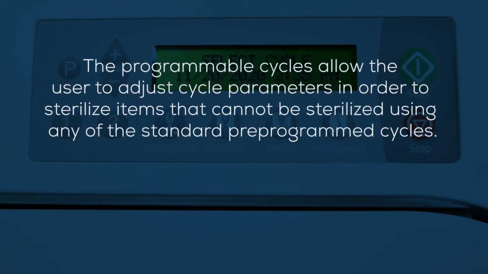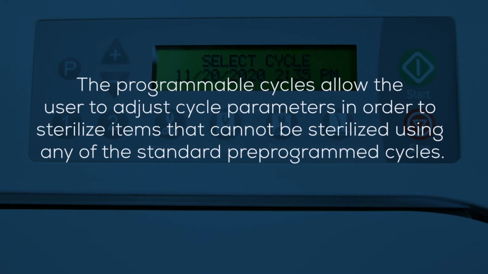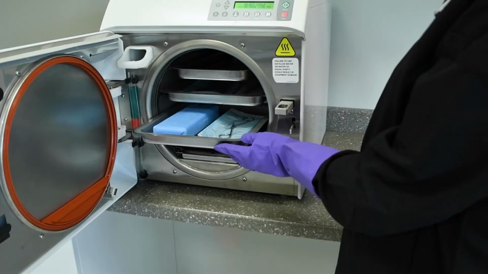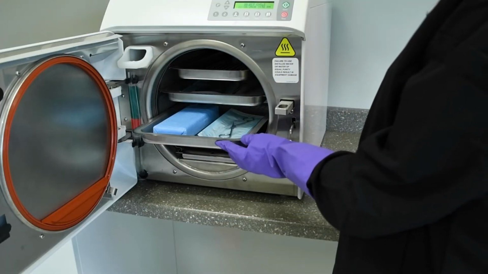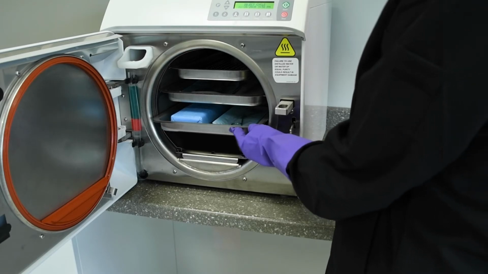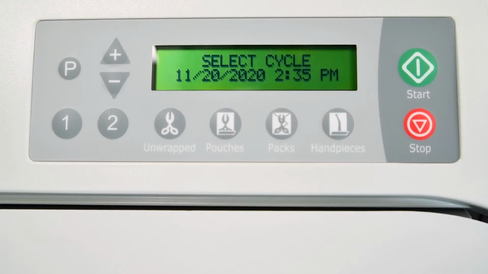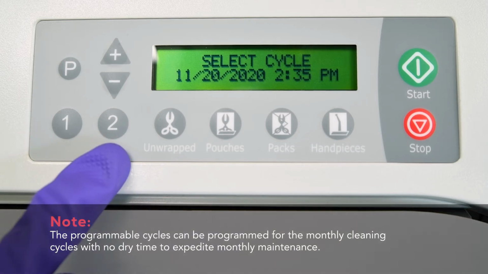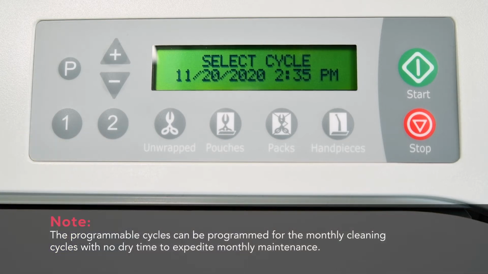The programmable cycles allow the user to adjust cycle parameters in order to sterilize items that cannot be sterilized using any of the standard pre-programmed cycles. Cycles for routine maintenance can also be programmed and stored for easy access. Once a custom program has been stored, it can be used by pressing either the 1 or 2 button. If you wish to change the custom cycle parameters, these buttons may be reprogrammed at any time.